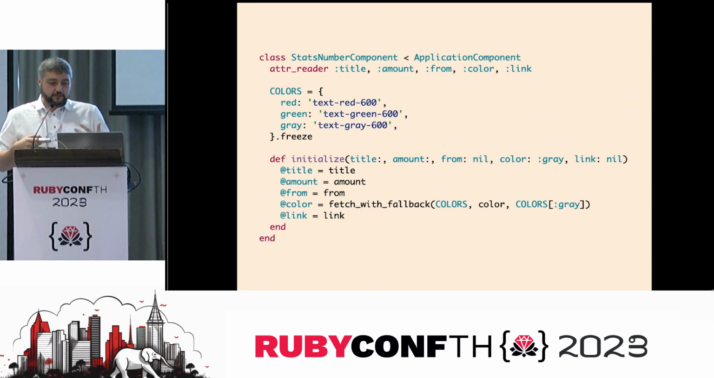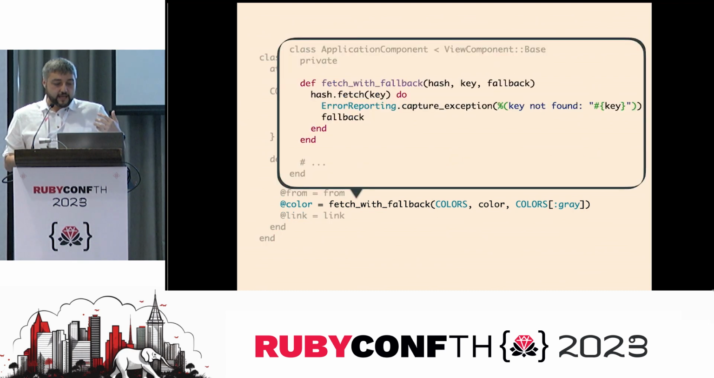I usually notice this pattern where I have a hash of options, and in my application component I have a function called fetch with fallback. It uses the hash fetch function, which blows up if it doesn't find the key. But the problem is that in production I don't want my users to see a 500, especially for a UI component. It's better in the UI to just show gray if you pass a color like pink that doesn't exist.